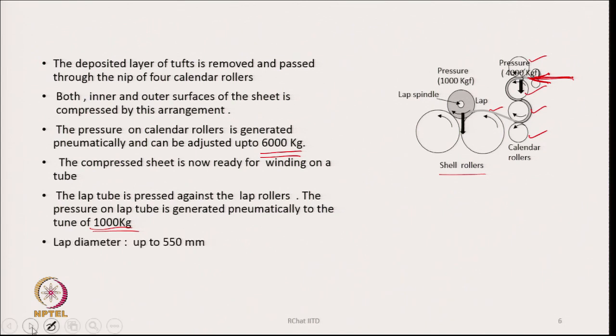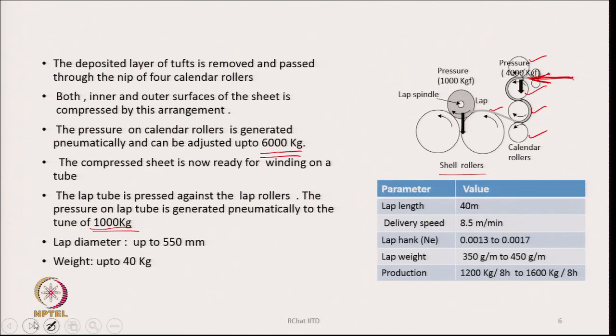The lap diameter could be to the order of 550 millimeter. So, it can go up to 55 centimeter or so, or it could be less than that. We can adjust the diameter of the lap. The weight of the lap can be made to the extent of almost 40 kg. So, we can have lap maximum up to 40 kg, it can also be less than this.